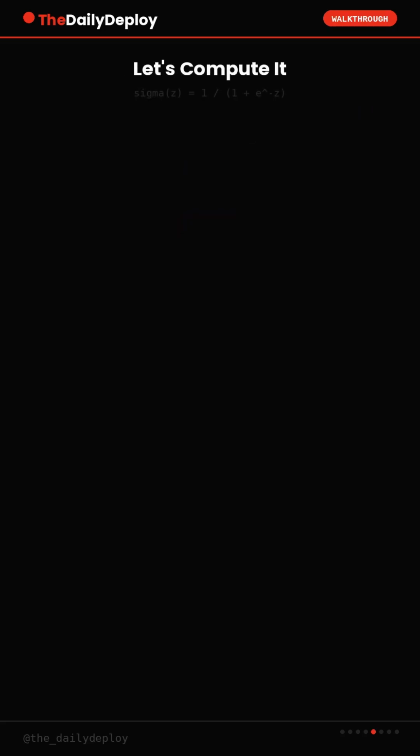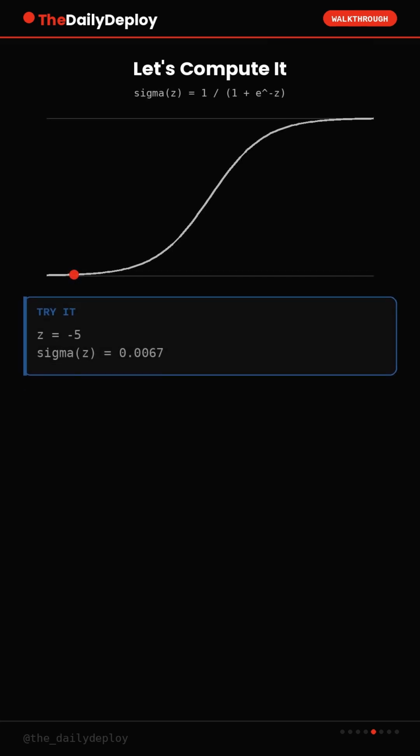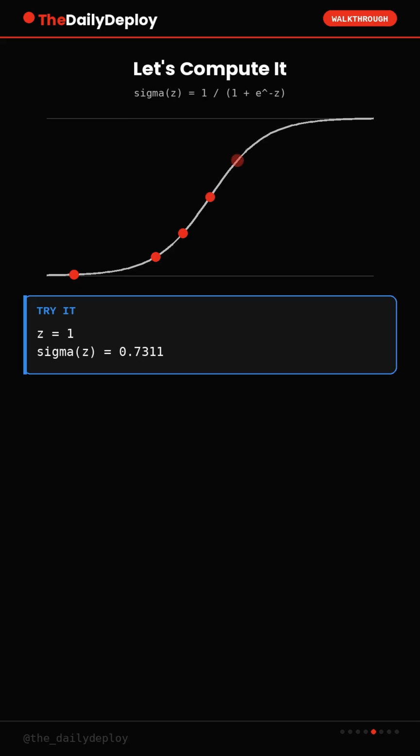Let's compute a few examples. If z equals -5, the output is about 0.007. At -2, it's about 0.12. At -1, it's 0.27. At 0, it's exactly 0.5. At 1, it's 0.73. At 2, it's 0.88. And at 5, it's already about 0.993. You can see how the outputs quickly move toward 0 or 1.